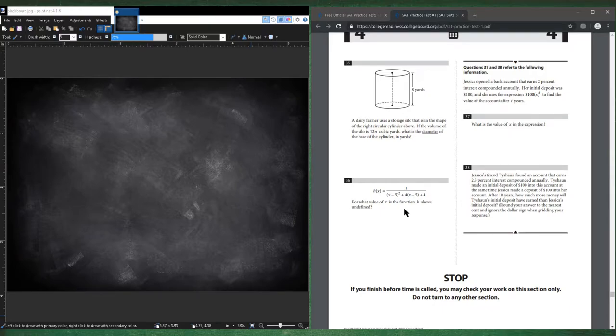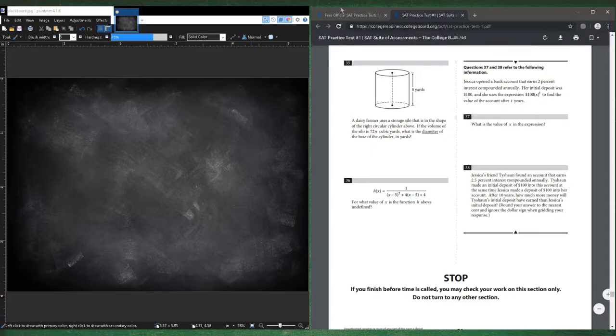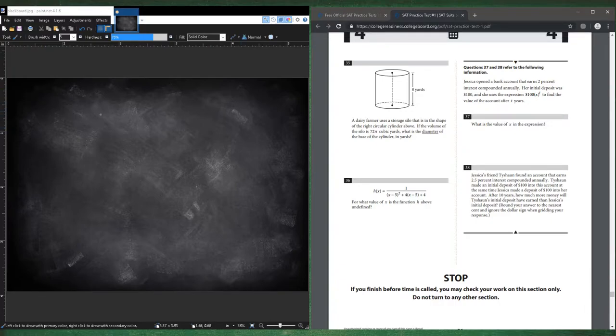h of x is equal to 1 over 8, (x minus 5) squared plus 4 times (x minus 5) plus 4. What's the value of x if h of x is undefined? So we need to find out when the denominator is equal to 0. That's when it's undefined. An easier way exists, but I'll do the slower method first. First, I'll just expand out everything.